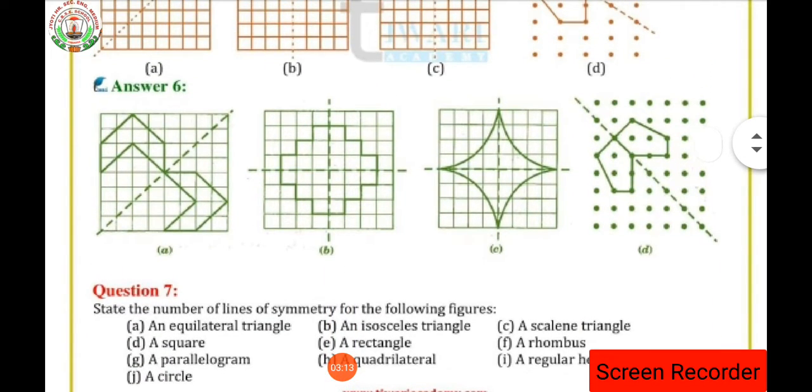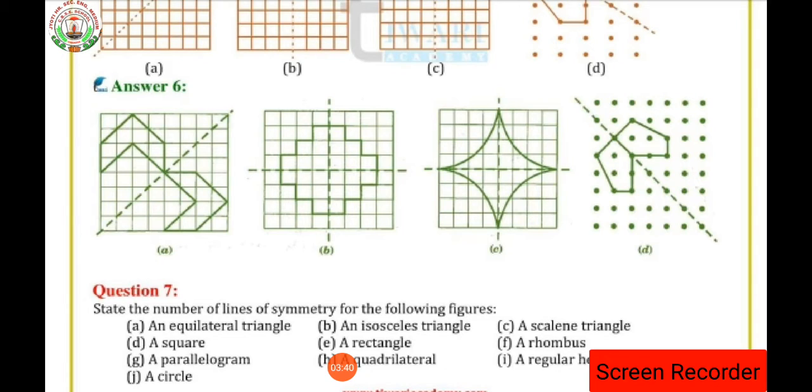In the next question we have: state the number of lines of symmetry for the following figure. Here we have to say the number of lines of symmetry. Take an equilateral triangle. An equilateral triangle means all the three sides of the triangle are equal in length, isn't it? If the three sides are equal in length, that means it has 3 lines of symmetry.